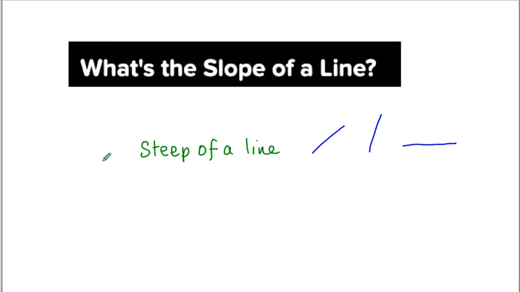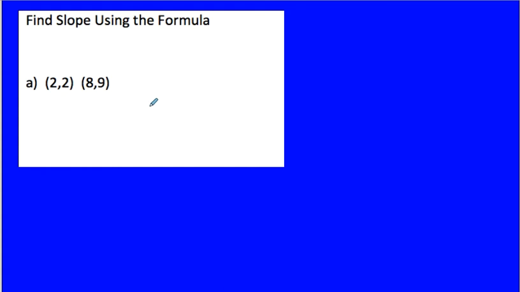Another name for slope when we're looking at real life examples, though, is the rate of change. How fast something changes over a period of time. Okay? Well, you should have learned to find the slope several different ways. So first, let's find slope using a formula.